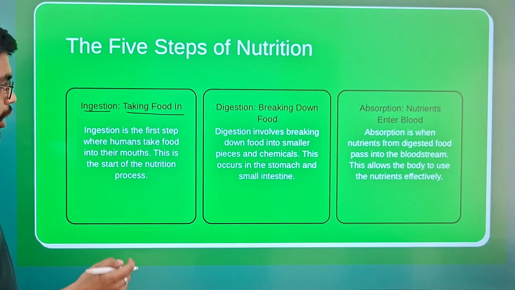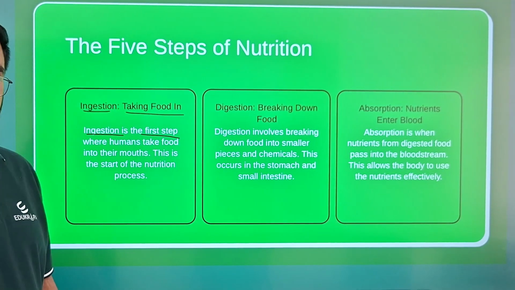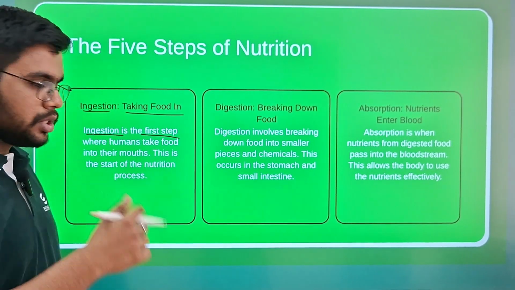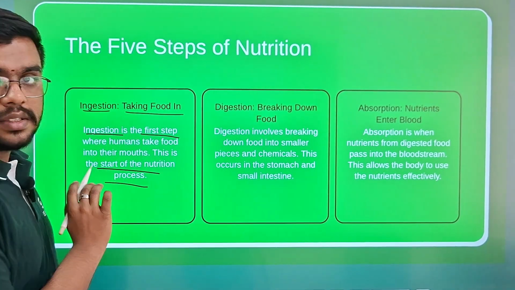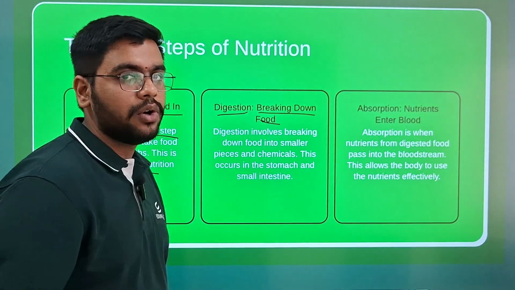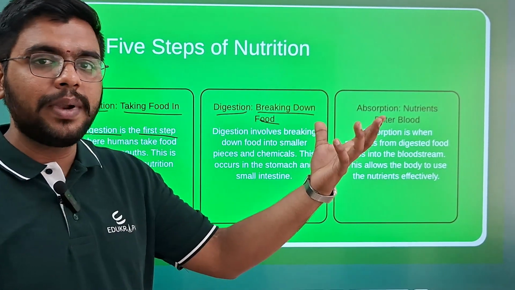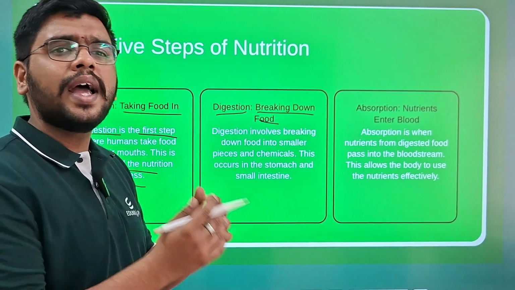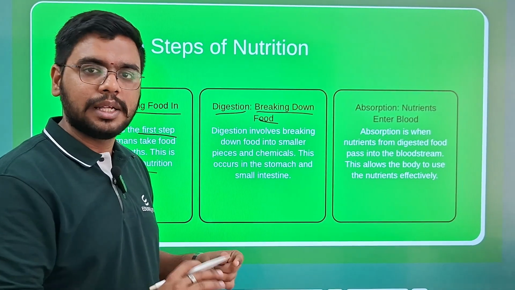Taking food in, I already told you, ingestion is the first step. We know that ingestion can only happen through the mouth. This is the first process through which nutrition starts. Next, digestion. Of course, we learned in the previous video that digestion means breaking down of complex substances into simpler substances through the help of some bodily enzymes and chemical substances.